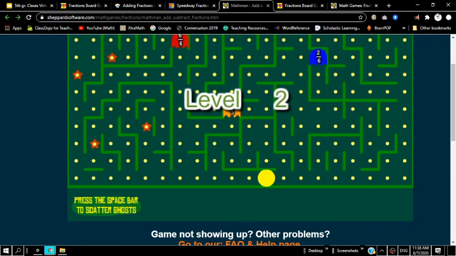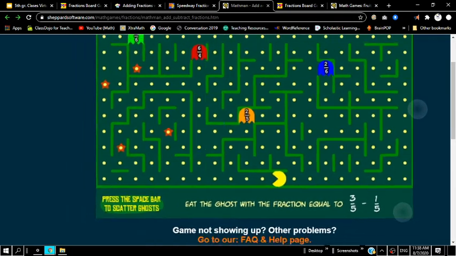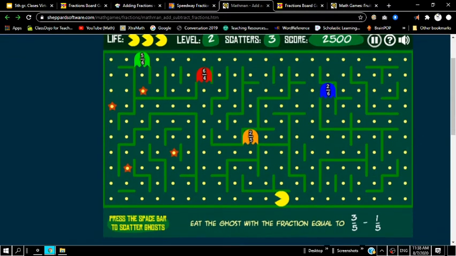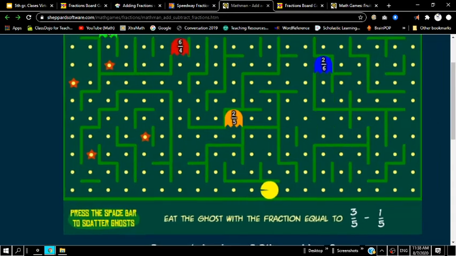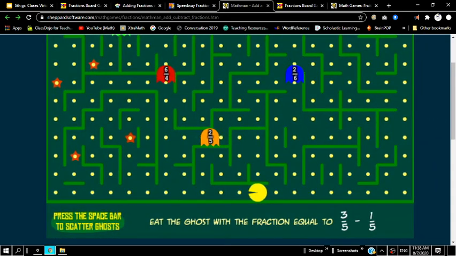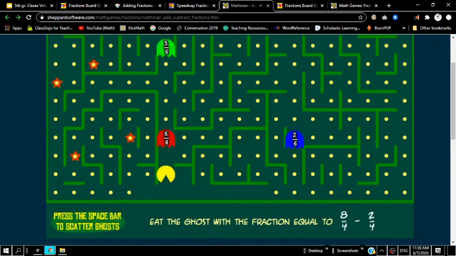If this level is way too easy for you, you can always go back to the start and pick a different level. All right, now we have 3/5 minus 1/5. 3 minus 1 is 2. So we're going to look for 2/5. Oh, you got to be really careful not to eat the other ones, right?